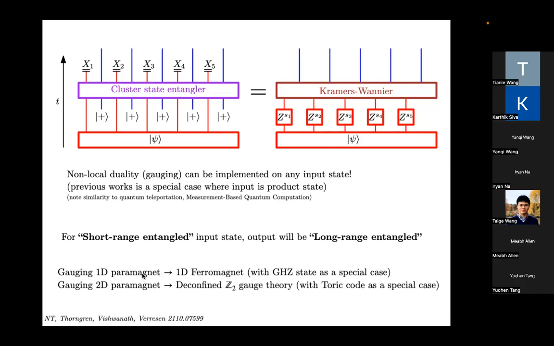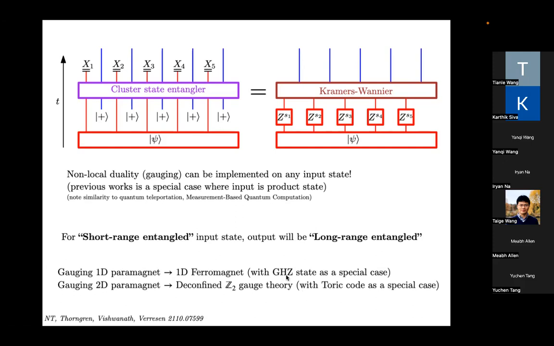So as long as you're in the paramagnetic state, you don't need to be in the X equals 1 state. You can be anywhere in the paramagnetic state. Doing this protocol will land you somewhere in the ferromagnetic state with long range order. So that's the special case of the fixed point, right? Where you start with the product state, you end up with the GHZ state.